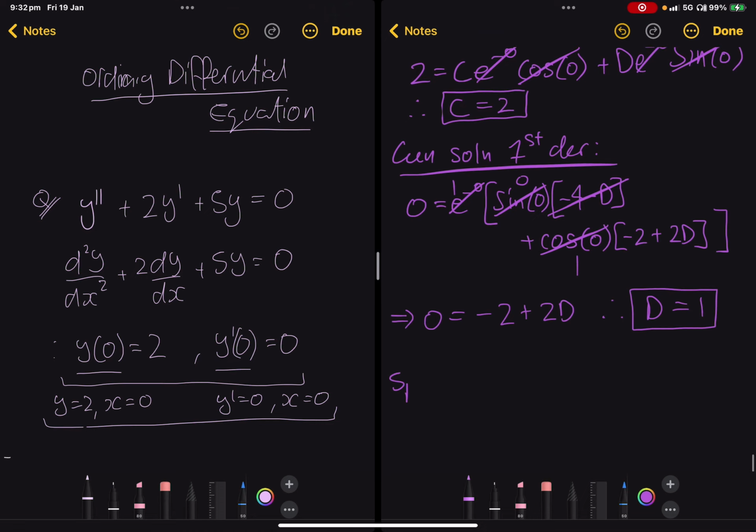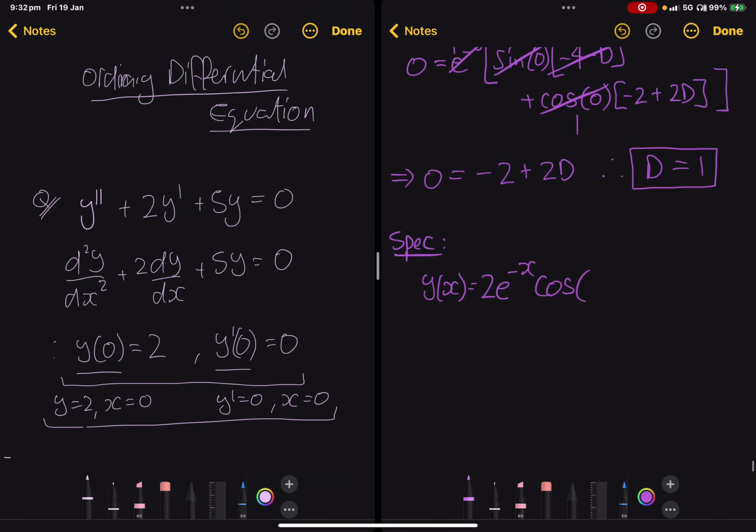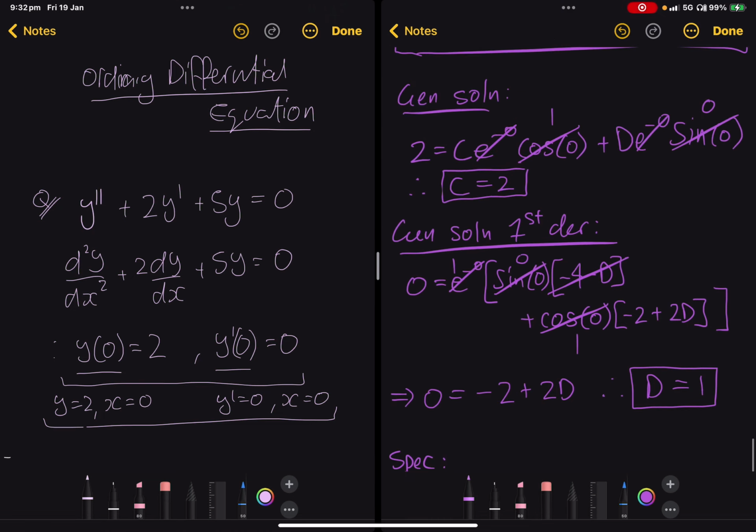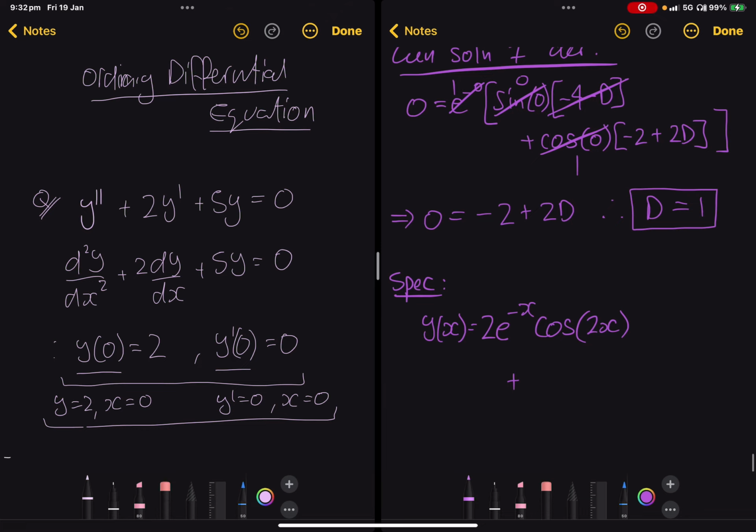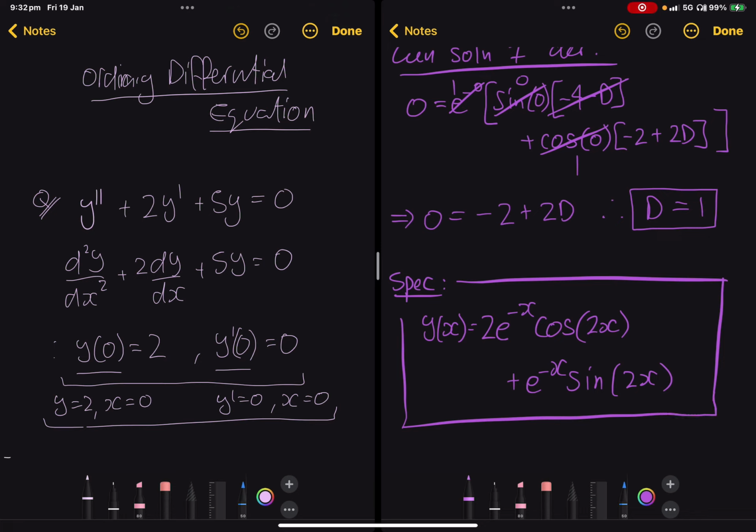This means that our specific solution is going to be y of x is equal to 2e to the minus x times cosine of 2x plus 1 e to the minus x times sine of 2x. And so this is our specific solution. So this is what we were after.